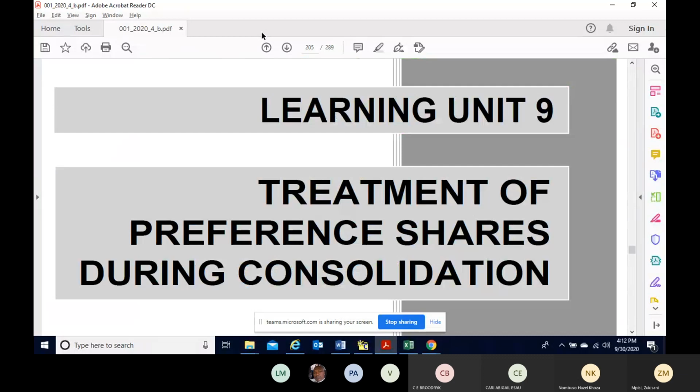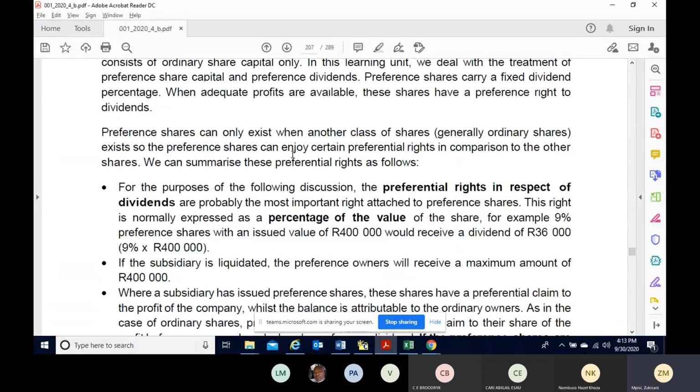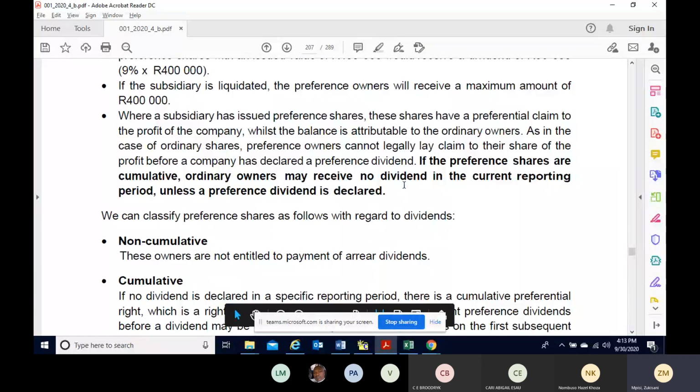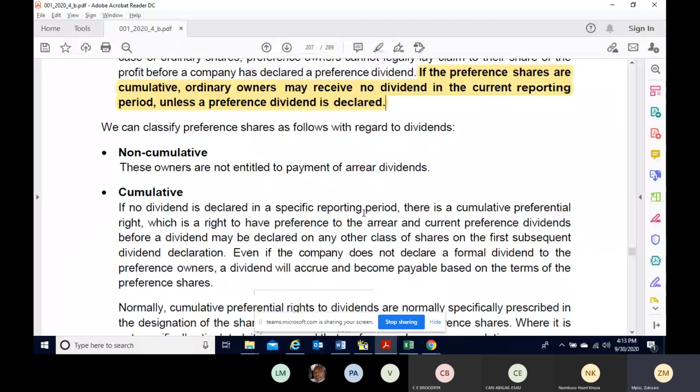So quickly, just a few things that I wanted to highlight. This is just giving you more information and knowledge: if the preference shares are cumulative, ordinary owners may receive no dividend in the current reporting period unless the preference dividend is declared. So the most important thing is that there must be a legal claim to a preference dividend. In other words, it must be declared.